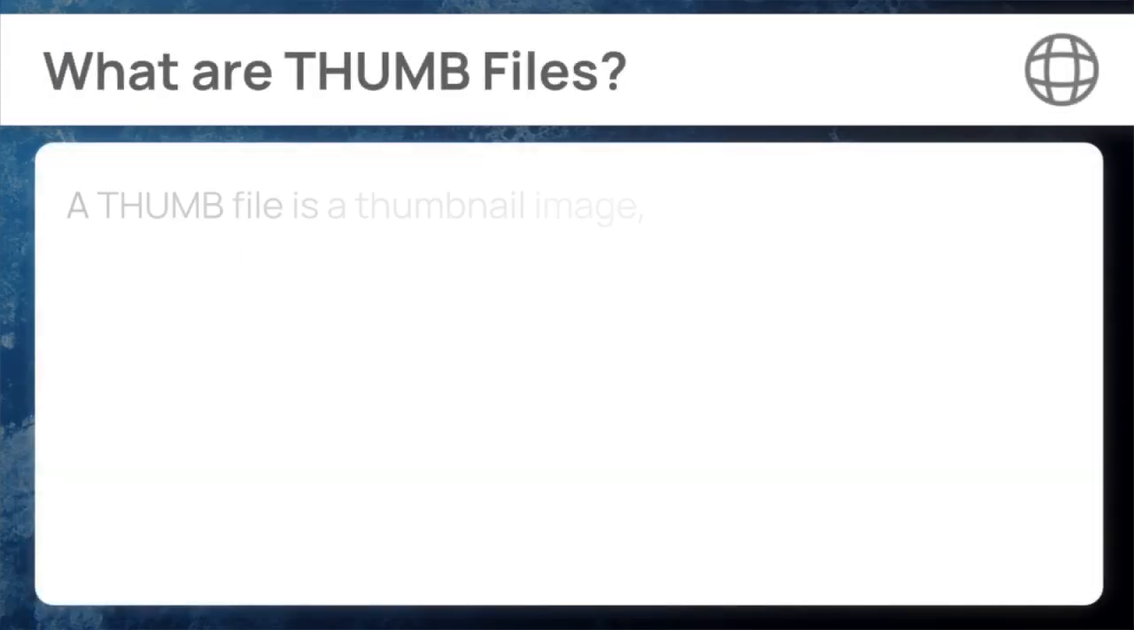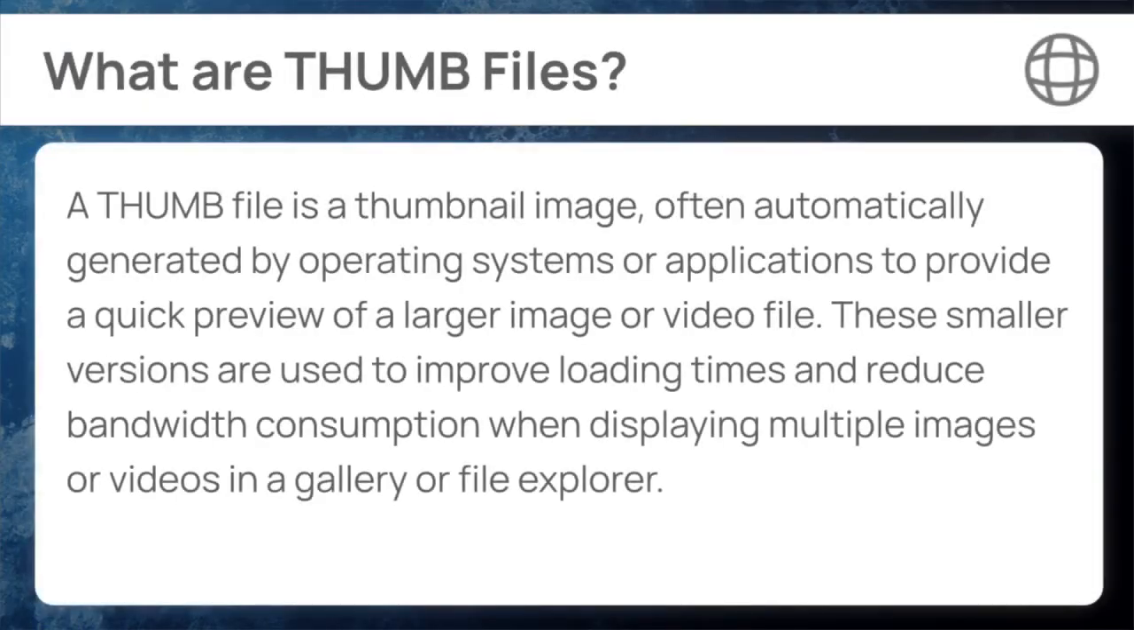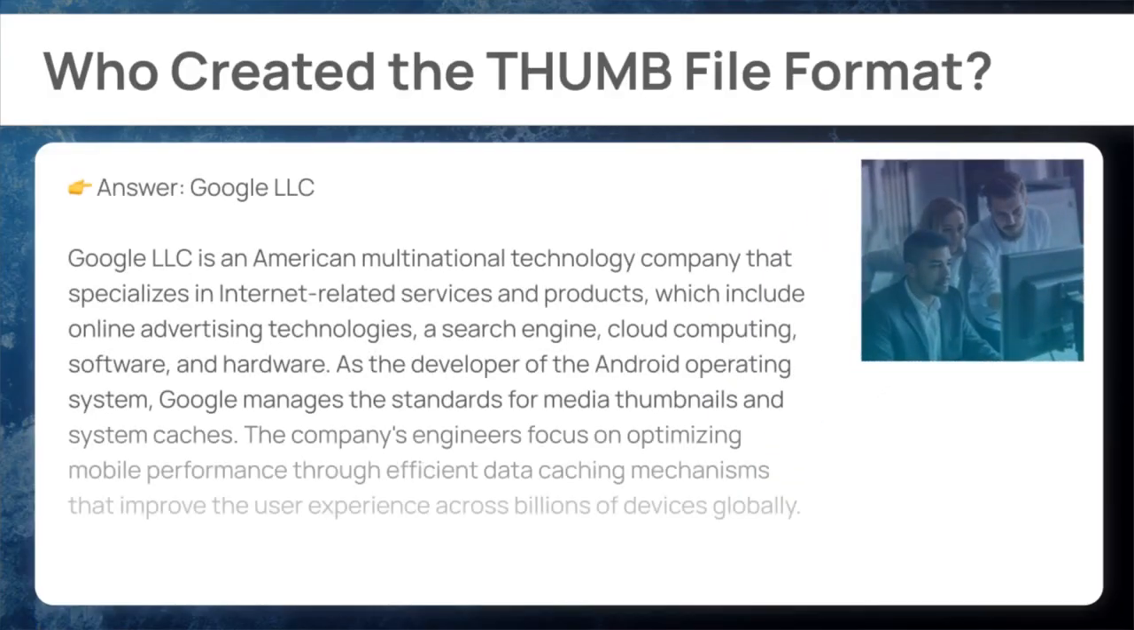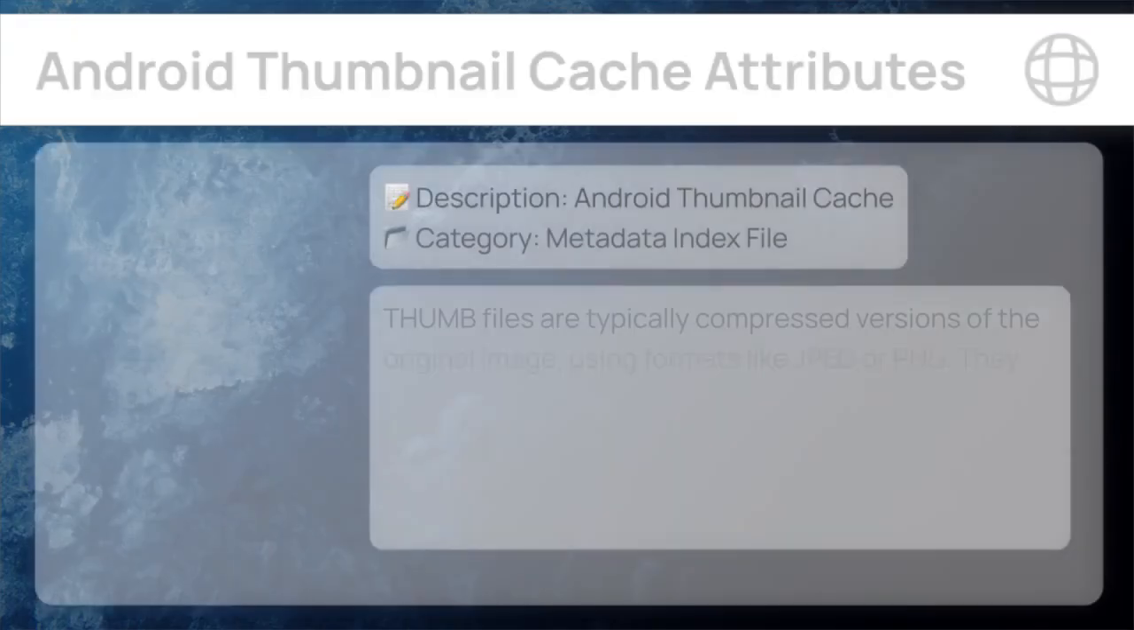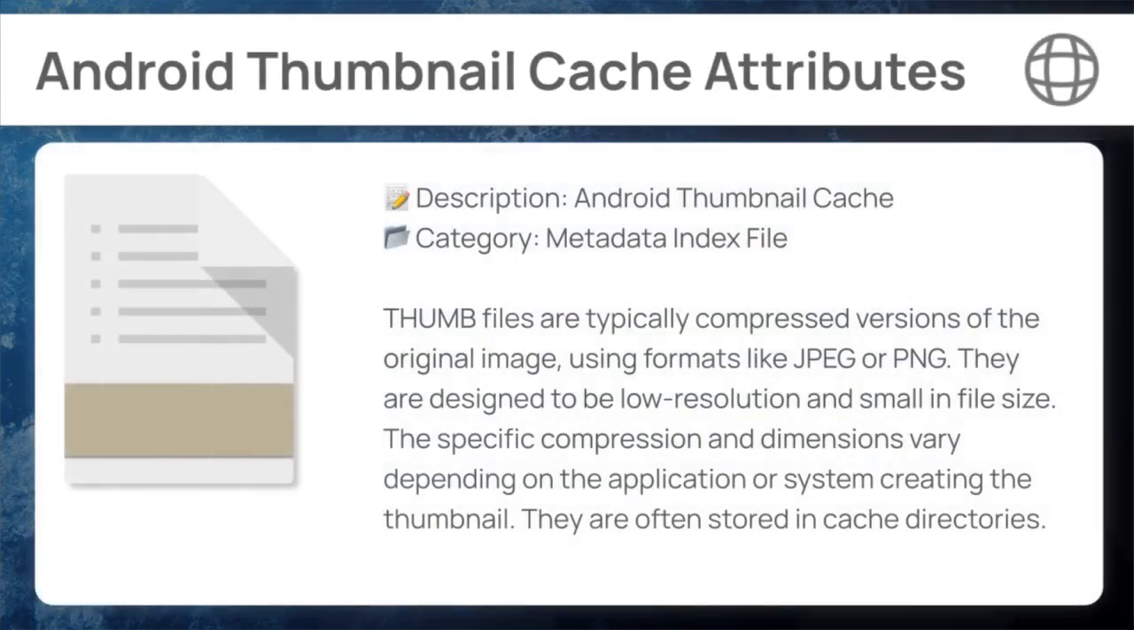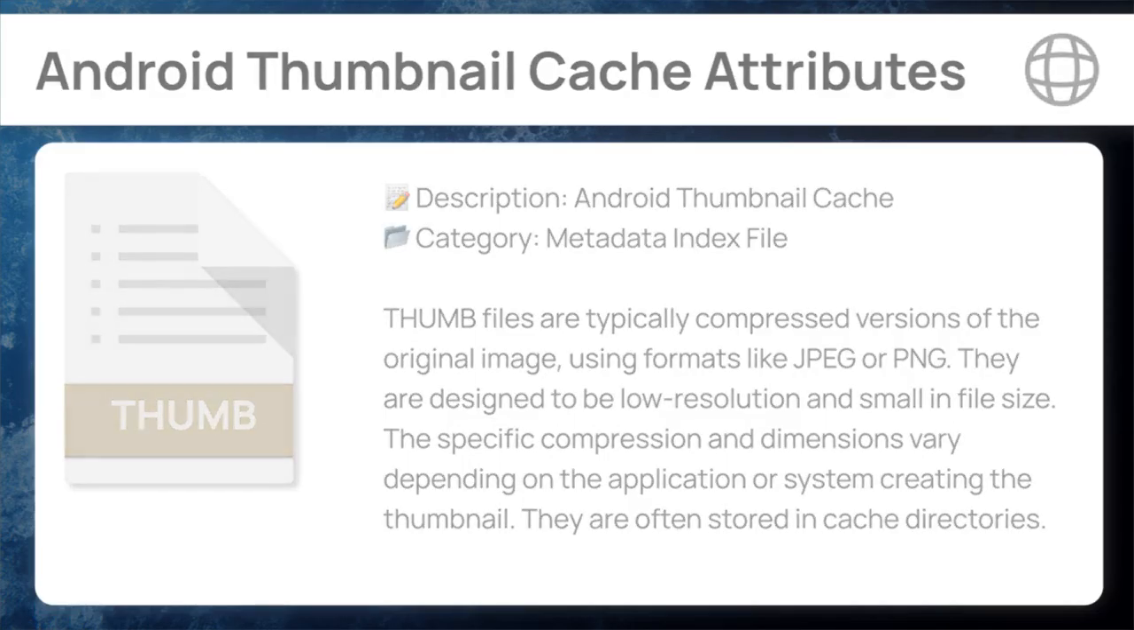A thumb file is a thumbnail image, often automatically generated by operating systems or applications, to provide a quick preview of a larger image or video file. These smaller versions are used to improve loading times and reduce bandwidth consumption when displaying multiple images or videos in a gallery or file explorer. Thumb files are typically compressed versions of the original image, using formats like JPEG or PNG. They are designed to be low resolution and small in file size. The specific compression and dimensions vary depending on the application or system creating the thumbnail. They are often stored in cache directories.